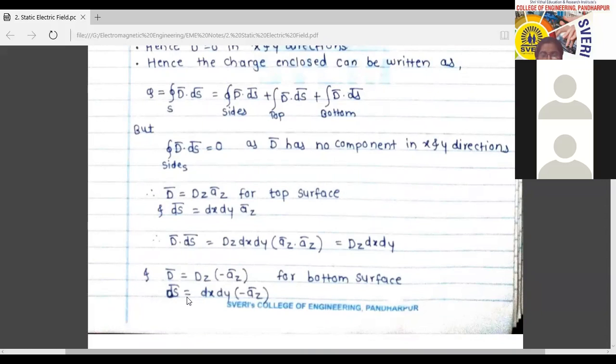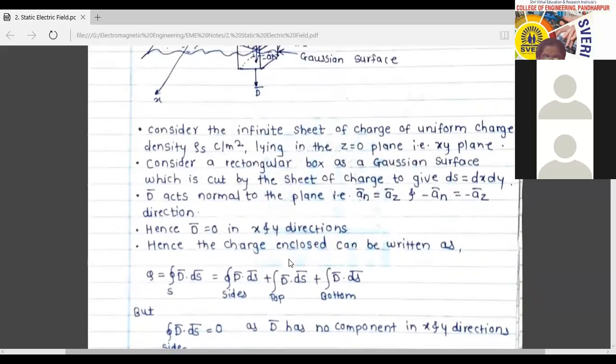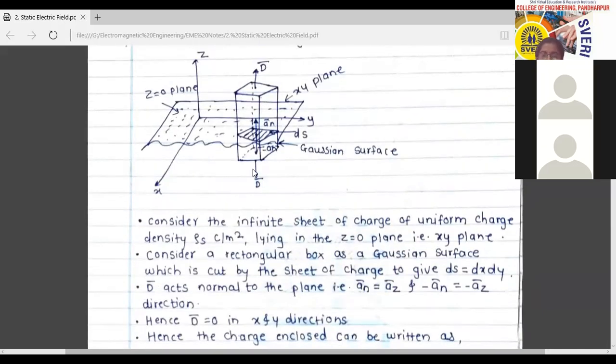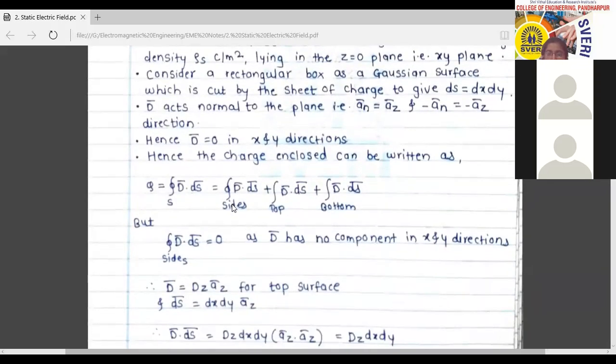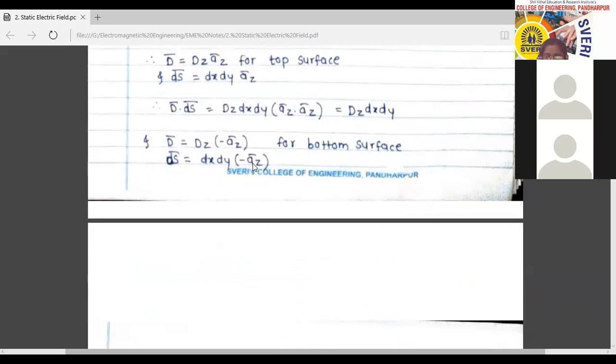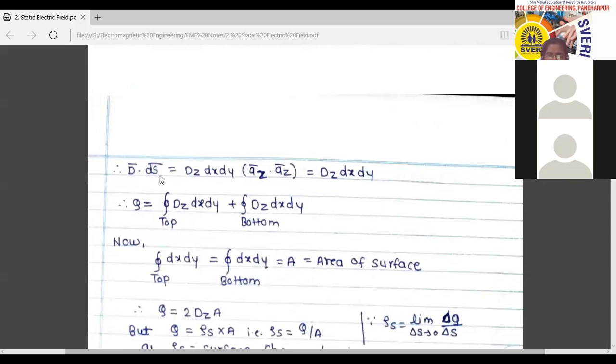Then this dS bar is again the differential area for this bottom surface. So this is the x direction, this is the y direction. It is dx into dy, but the perpendicular vector is changing, right? It is in the negative direction. Therefore, just multiply by minus a bar z. Again take the dot product. D bar dot dS bar is equal to dz dx dy, minus a bar z and minus a bar z. Their dot product will be again 1. Okay, up to this point clear?